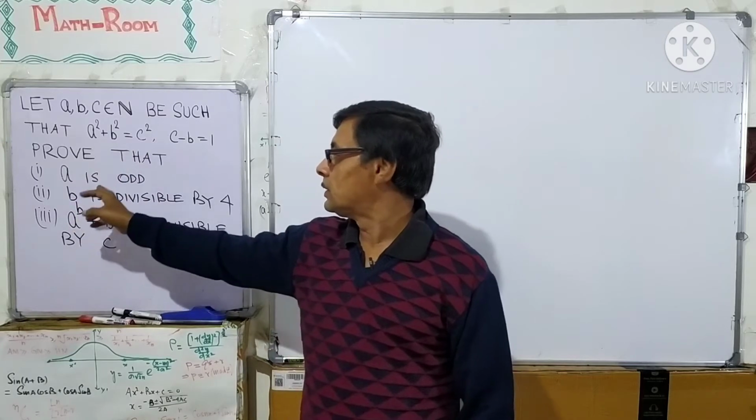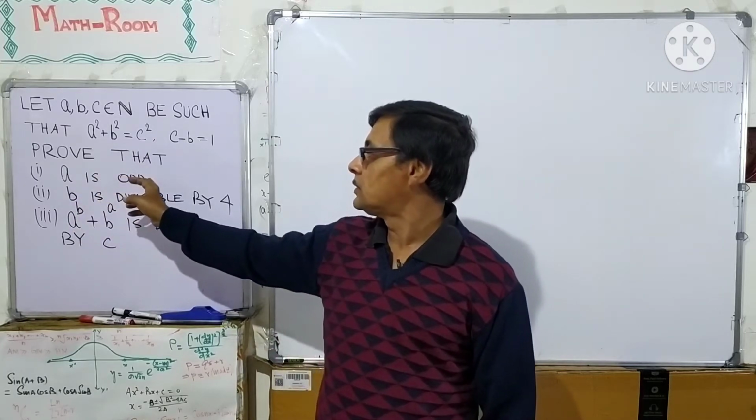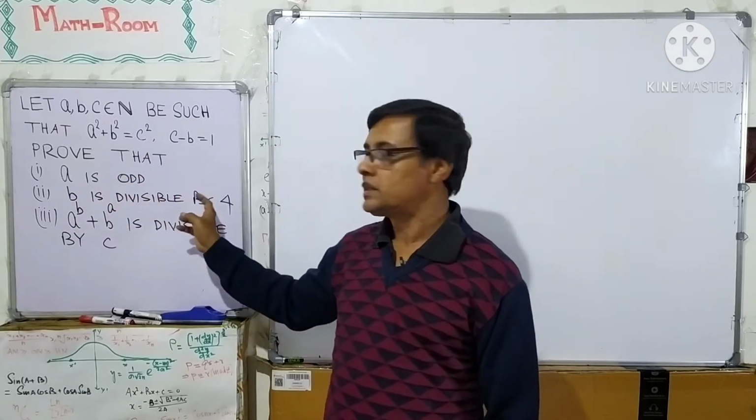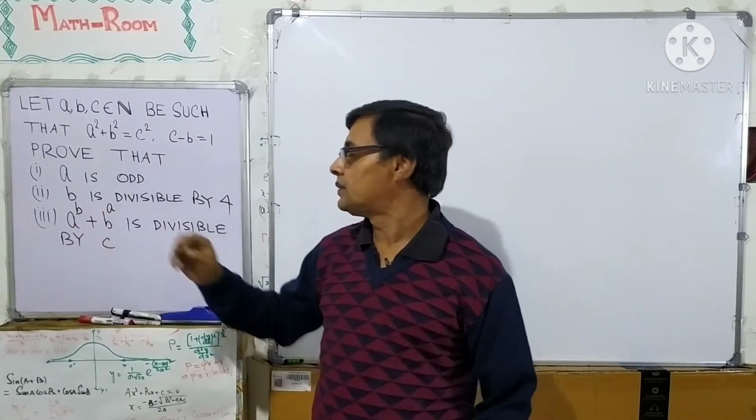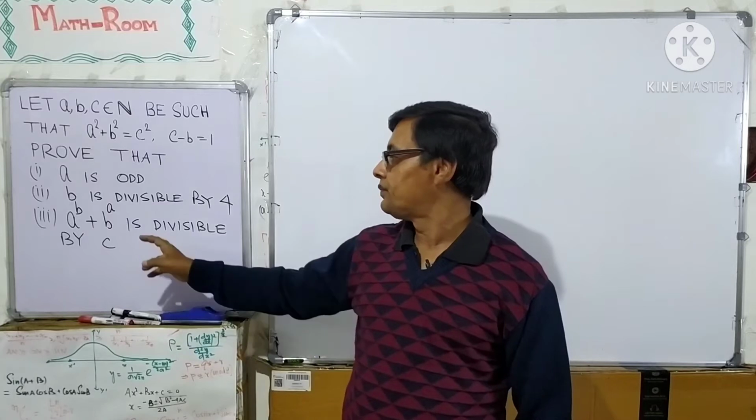these three: first, a is odd; second, b is divisible by 4; and third, a to the power b plus b to the power a is divisible by c.